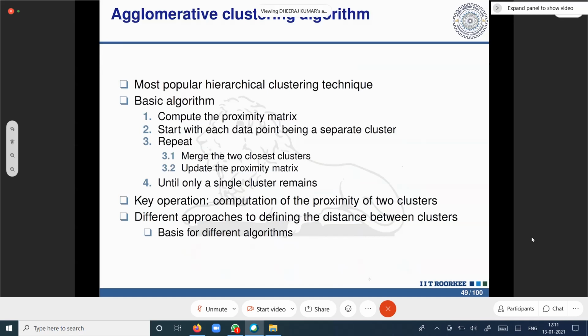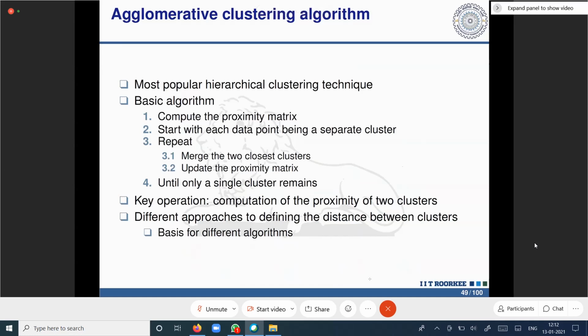In its basic form, it computes the proximity matrix or distance matrix between all pairs of points. Then it starts with each data point being a separate cluster. So each point is a different cluster. Then it merges the closest clusters. So you find which clusters or data points are close to each other, and then merge them into a single cluster and update the proximity matrix. This keeps on going until only a single cluster remains.